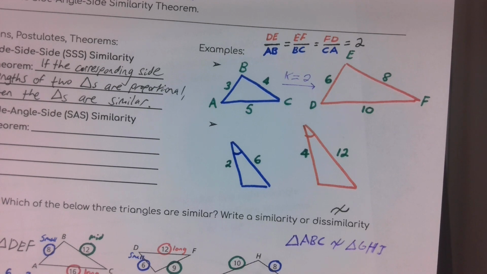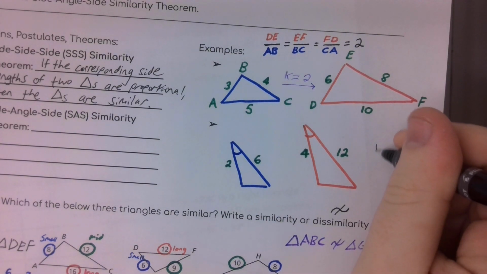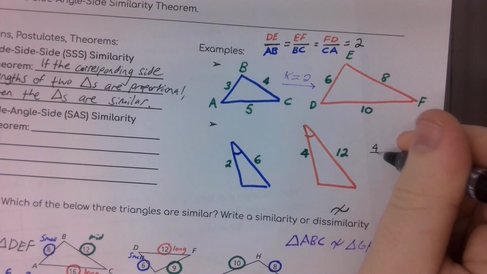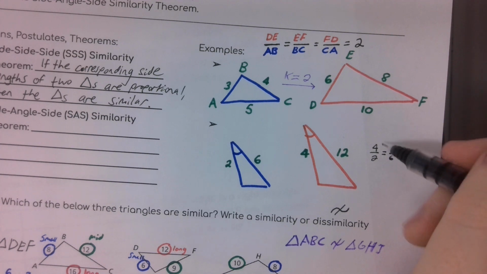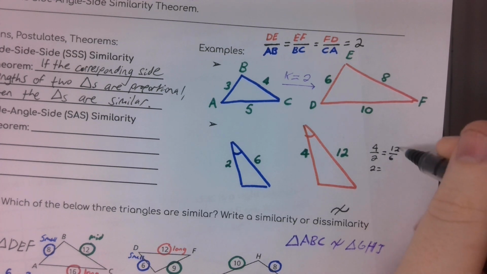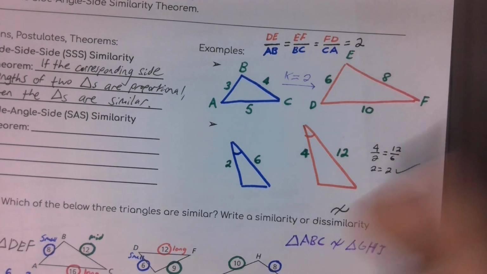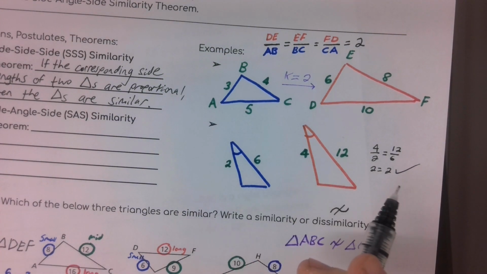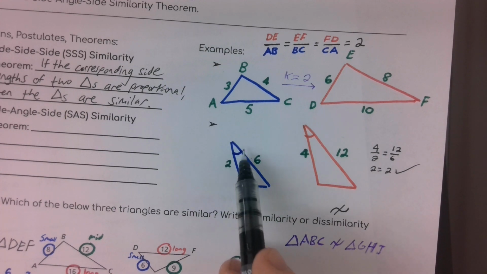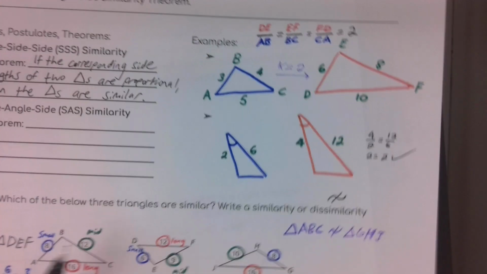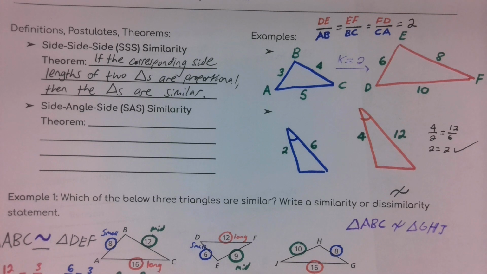To check if they're proportional, we can do what we always do. We can do 4 divided by 2 equals 12 divided by 6. 4 divided by 2 is 2. 12 divided by 6 is 2. So we know now the sides are proportional. We can say that by side-angle-side similarity, these two triangles are similar. Just remember, it's always the angle in between your two proportional sides. So the theorem goes like this.